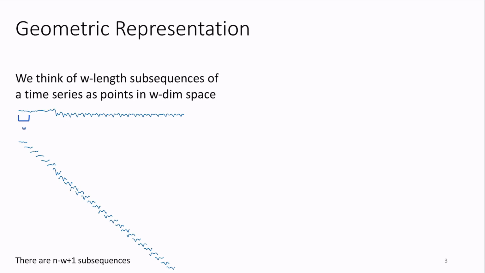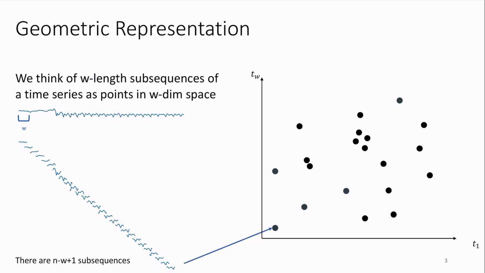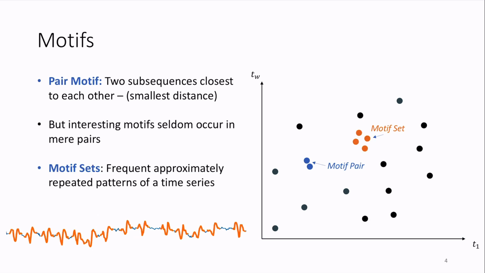When we have a time series, we can extract subsequences of a fixed length W. We can think of each of these subsequences as points in W-dimensional space. In total, there are n minus W plus 1 subsequences given a time series of length n. So each of these dots represents one subsequence. The motif pair is now the pair of subsequences that are closest to each other, depicted in blue.